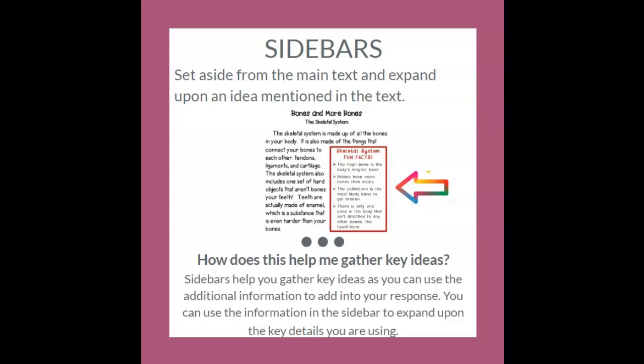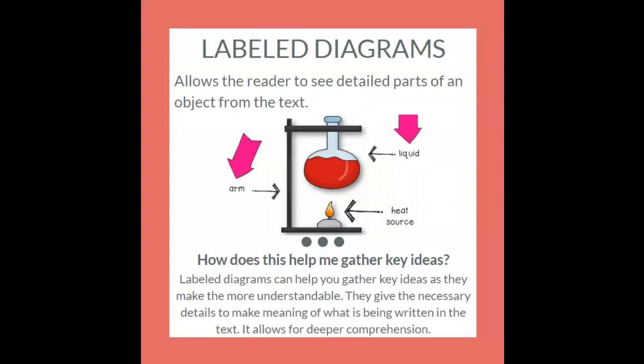Okay, it's on the side there, and it gives you more than what the main text itself offers, and you can use that really to understand and deepen your response. Labeled diagrams allow the reader to see detailed parts of an object from the text. Okay, so you can see in the diagram, and each label really helps me understand what is happening in the diagram. I can see the arm, the heat source, and the liquid in there. Right? So how does this help me gather key ideas?